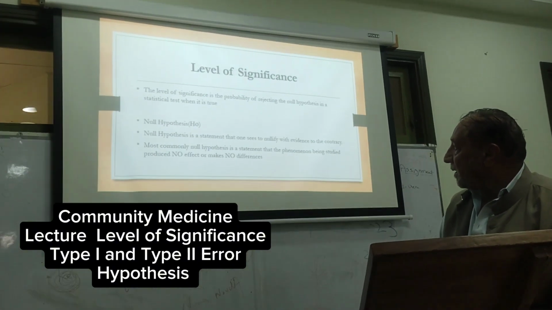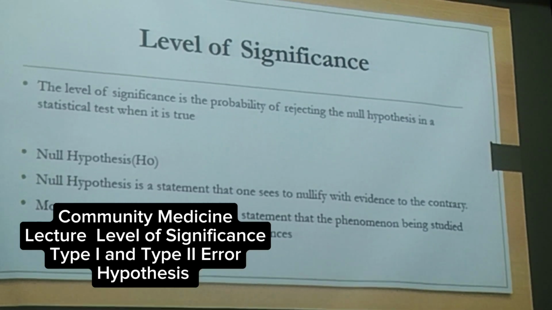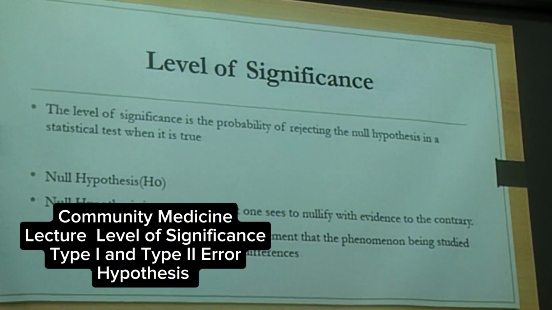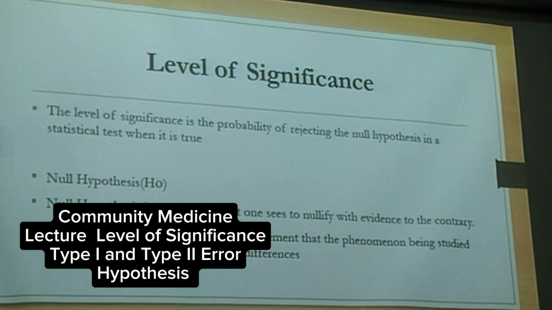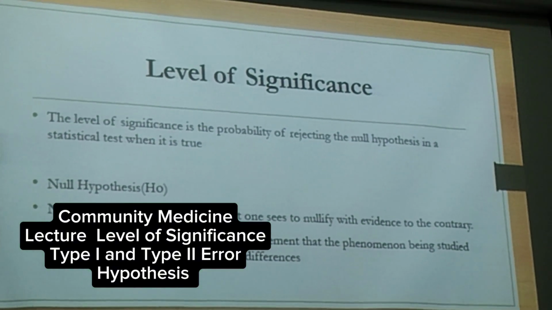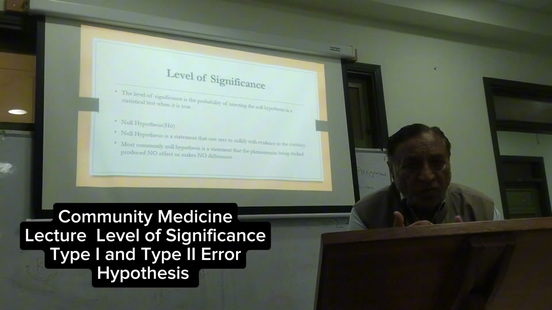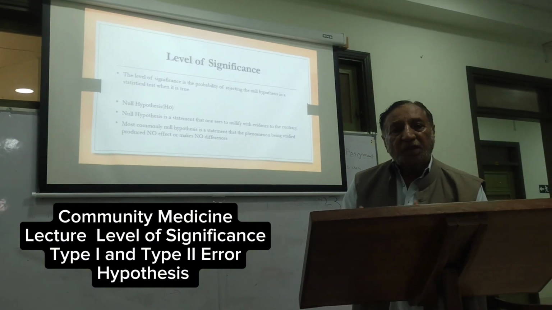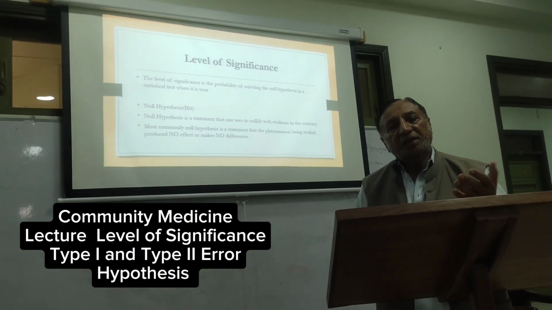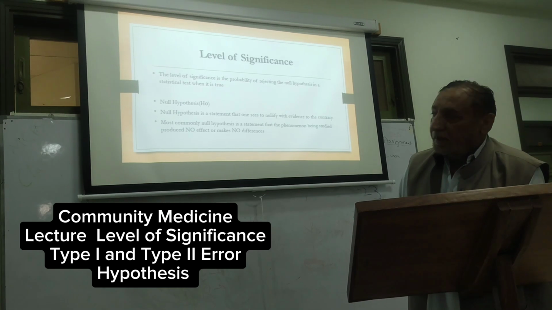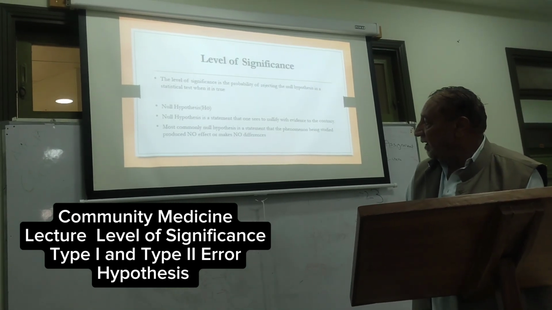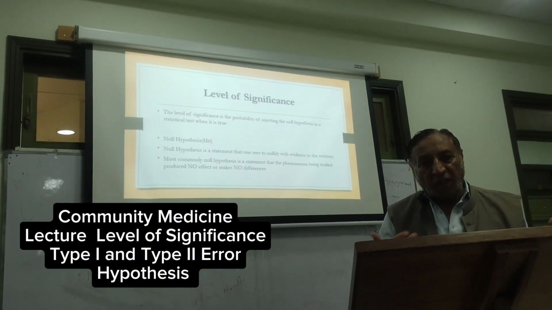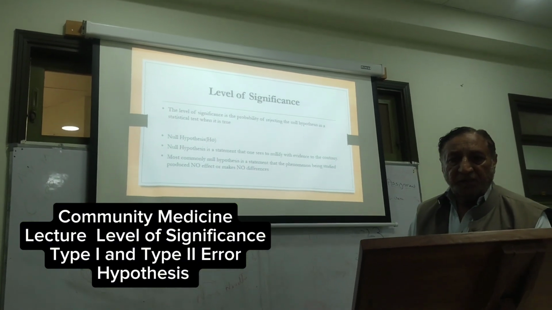These are the levels of significance. The level of significance is the probability of rejecting the null hypothesis in a statistical test when it is true. So the hypothesis should be true, and the statistical test should have data which can reject it. That is an important aspect of significance. We will discuss the null hypothesis, H naught, and even the alternative hypothesis. Next please.